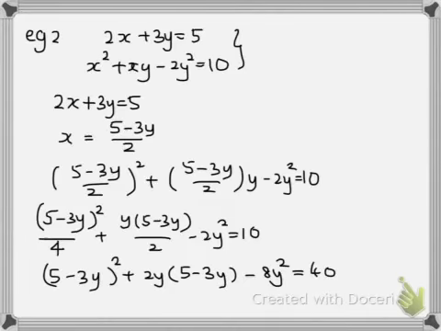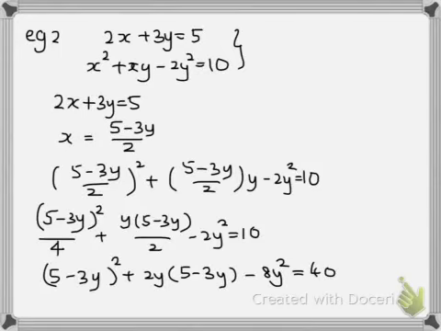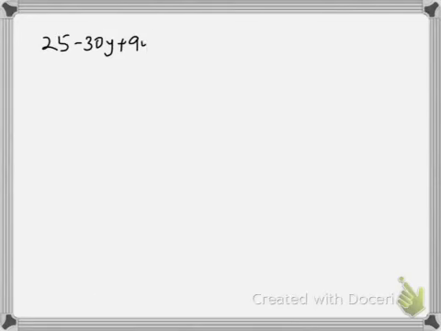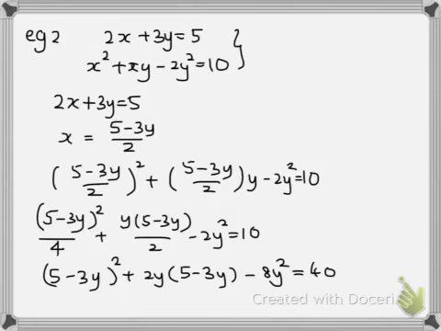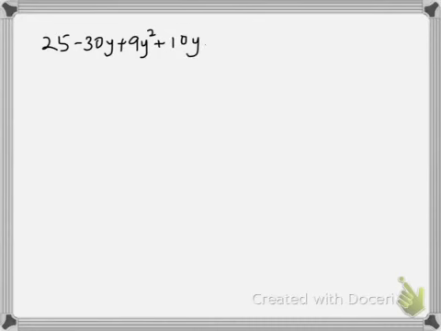minus, how many y? 30, right? Plus 9y squared. And then add, what do you have? 10y minus 15y squared. And then minus 8y squared. Okay, so you write that.